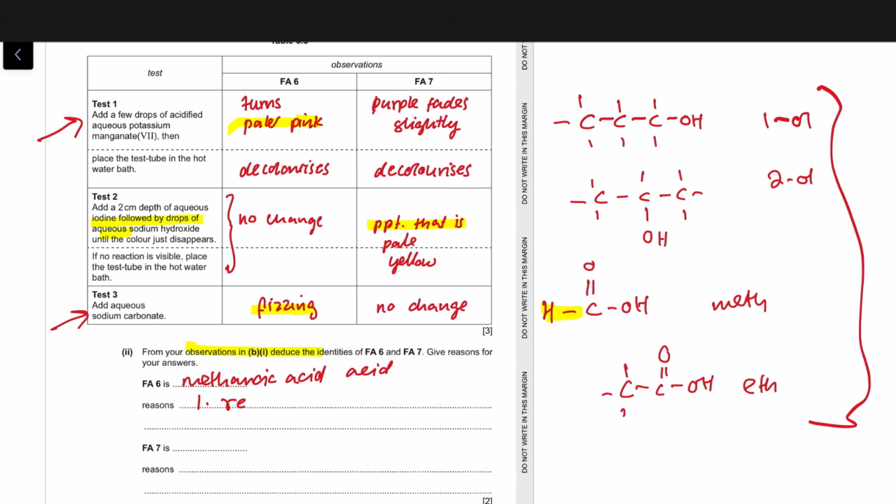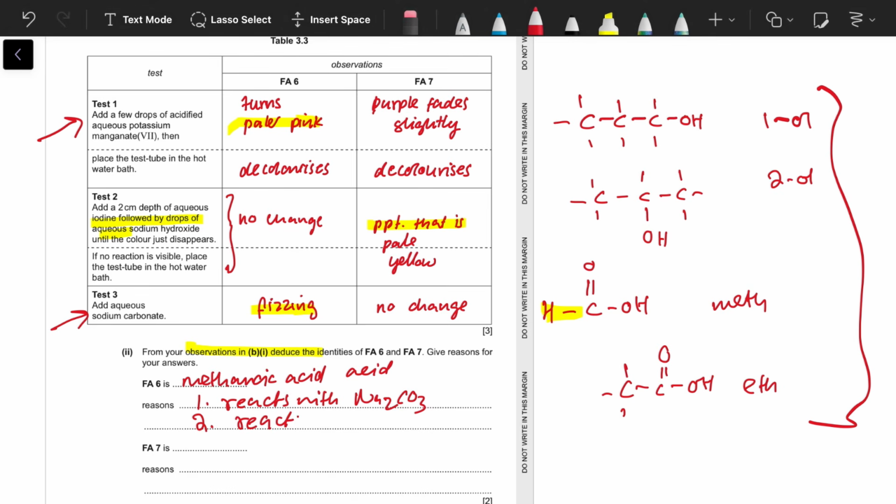And I can say 1 because it reacts with sodium carbonate. 2, and this is necessary, we need to mention both points for us to get the full mark, because both ethanoic and methanoic acid would react with sodium carbonate. So we can say reacts with potassium manganate. Then it says, what is Fa7's identity? So the thing that stands out to me here is test number 2. It says we add 2 centimeters depth of aqueous iodine followed by drops of aqueous sodium hydroxide until the color just disappears. What kind of test is this?